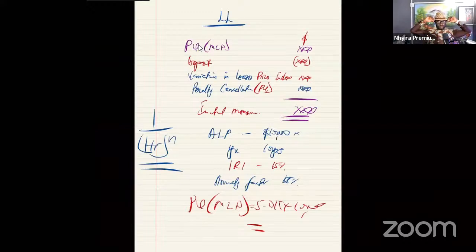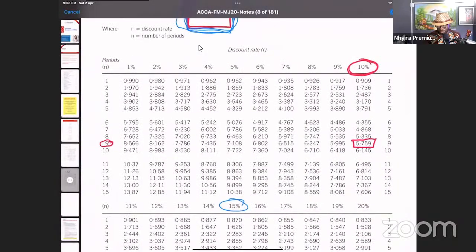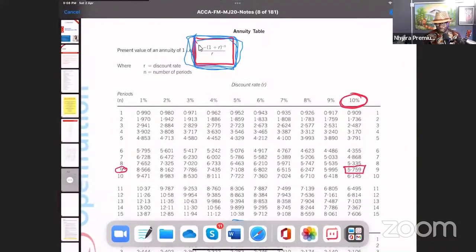For this annuity, the formula that we gave was for an ordinary annuity, where payment is made in arrears. But if it was paid in advance, at the beginning of the year, you need to use the annuity due to calculate.